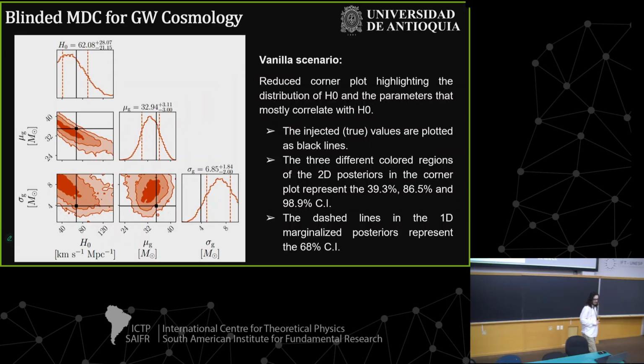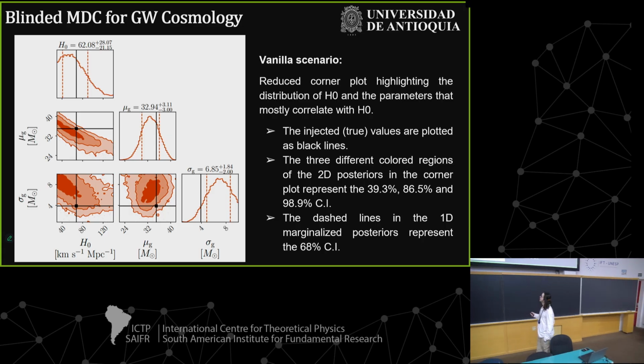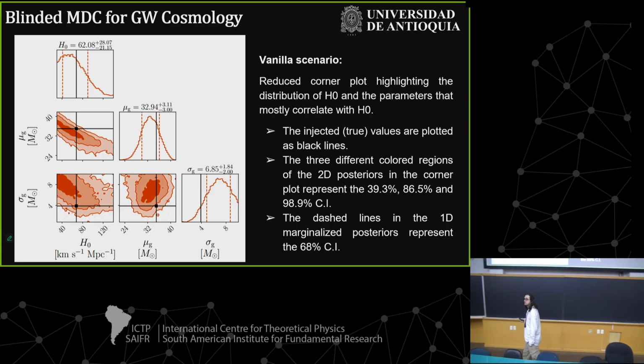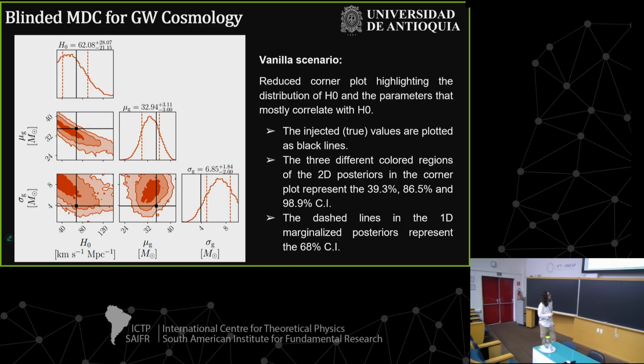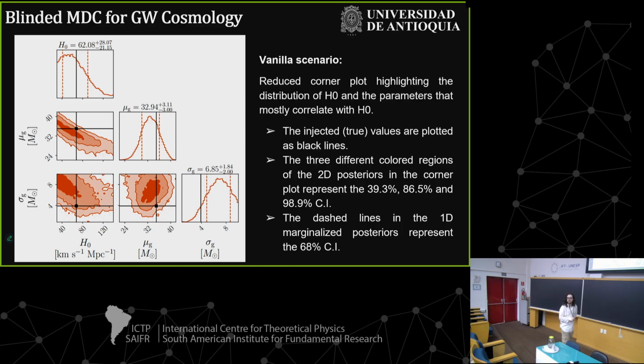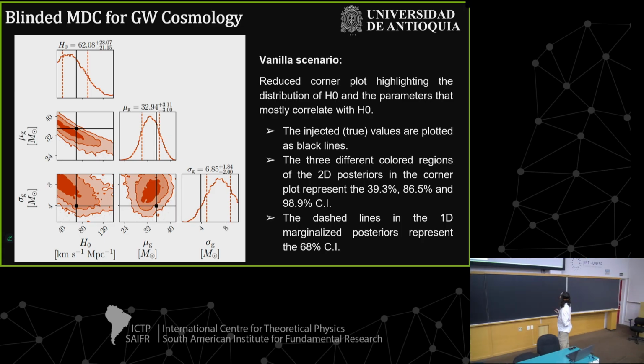And this is the corner plot showing some particular parameters, basically the parameters that most correlate with H naught, which are the location of the Gaussian peak and the width of the peak. So in all the cases, the parameters are within the confidence interval regions of the estimated values. This one is outside the 68% interval, but it's within the 90% confidence interval, sorry, 90%.